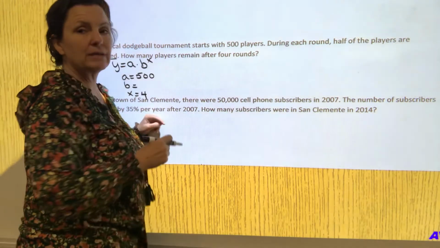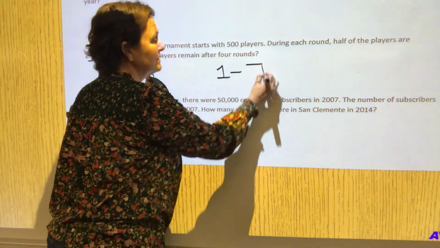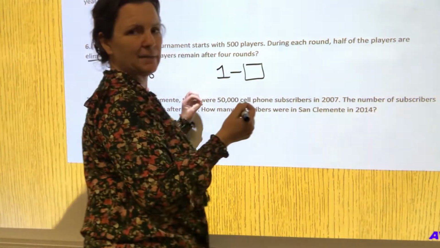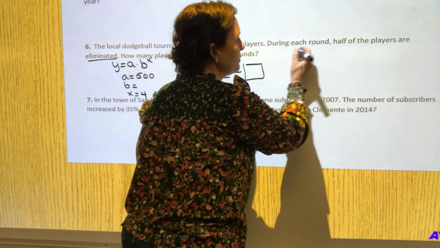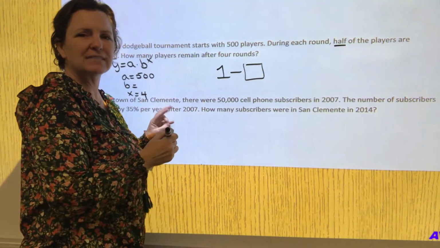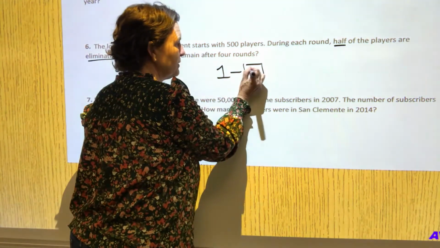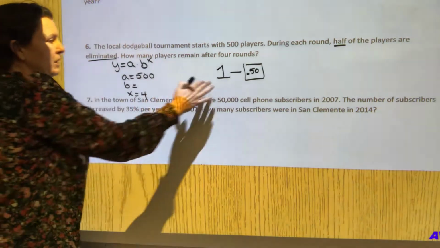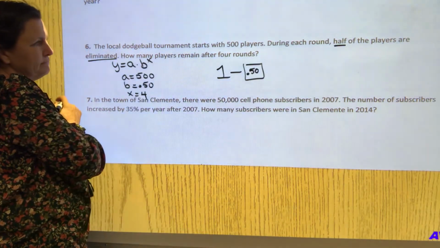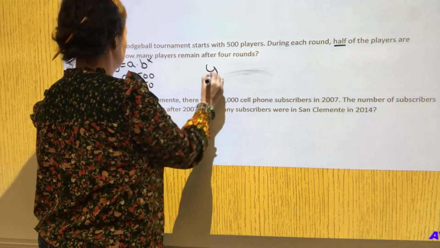Eliminated. So we know the number of players is going to go down. So we have 1 minus some kind of tidbit. Well, what is the tidbit? Ooh, they kind of made it sneaky. During each round, half of the players. What is half as a decimal? 0.5. 0.50 if you want to do it that way. Okay. So $1 take away 50 cents is 50 cents. Cool. Now you're going to plug this into the formula and let's check it out.